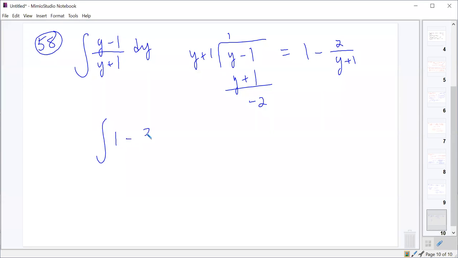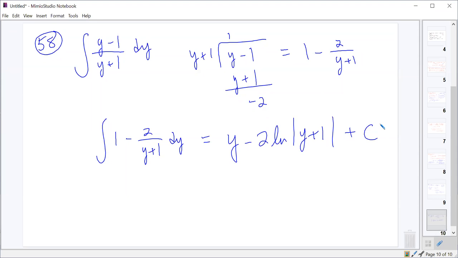So we just now have the integral of 1 minus 2 over y plus 1 dy. Your integral of 1 is y, and your integral of 2 over y plus 1, you should be able to do really easily. That should be minus 2 natural log absolute value y plus 1, and then plus your constant. Looks like that is choice A. Everybody good with that one? Any questions on that one?